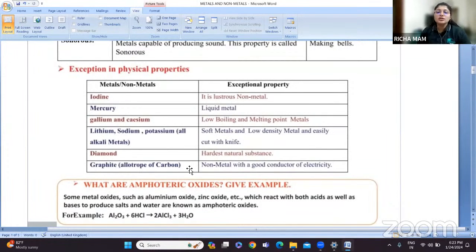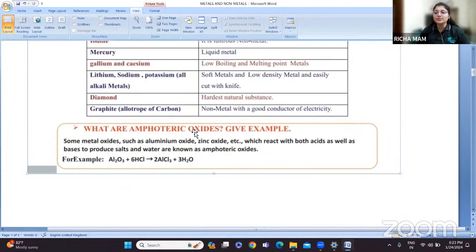They show reverse properties; some of the properties are unique. Now there is something called amphoteric. We have studied what metals are and what non-metals are. Now, what do you mean by amphoteric, students? Amphoteric means they can react with acid and they can also react with base. There are some metal oxides like this. Now, what is amphoteric nature?